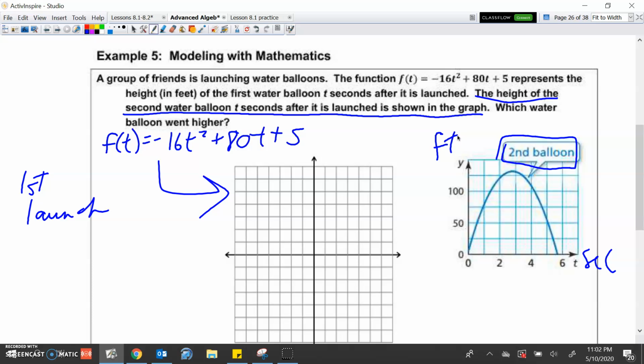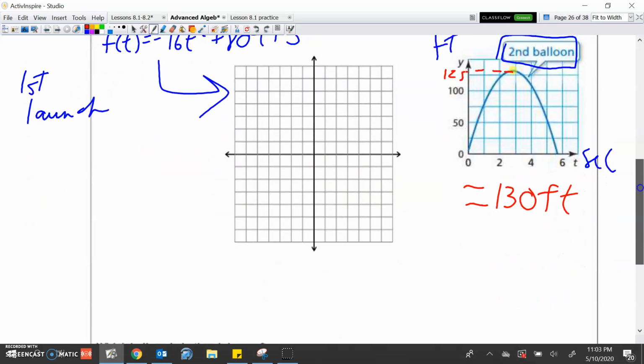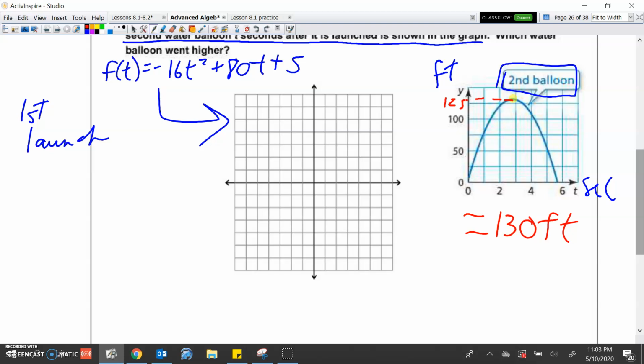So we can kind of approximate our maximum value here. If I look at how the graph is working, it's counting by 25, so this would be 125. This is going to be 125. So this point is just a little above 125, maybe 130-ish, somewhere around there, okay? So let's go ahead. We need to graph this first launch and figure out, does it have a height that's more than 130? Basically find the vertex is really what we need to do.